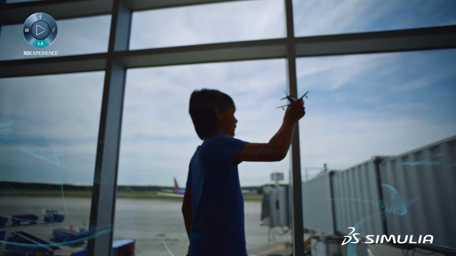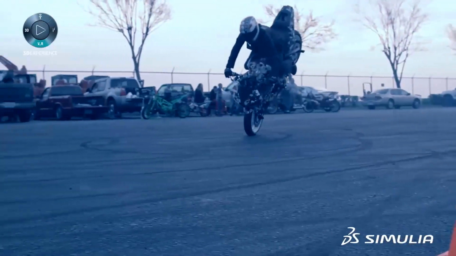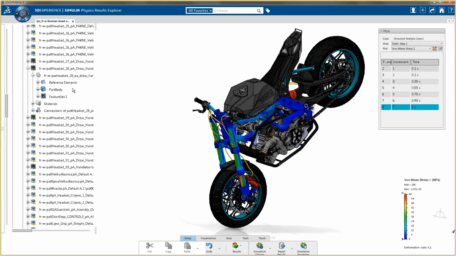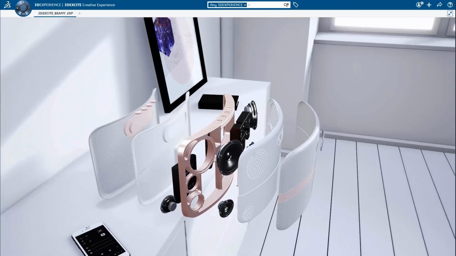With SIMULIA's Structural Performance Engineer role, product engineers are empowered with powerful and intuitive solutions fully integrated into the design process to foster innovation, and manufacturers can be confident that their products are designed to meet the most demanding consumer expectations.